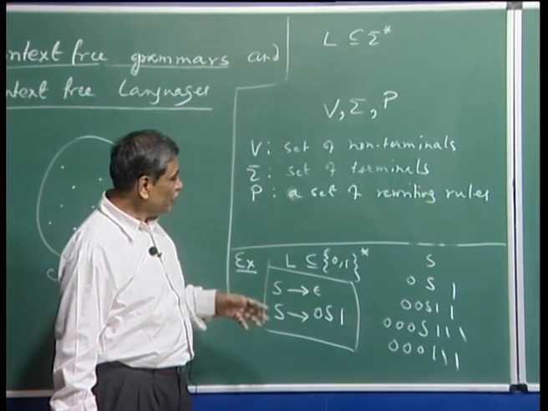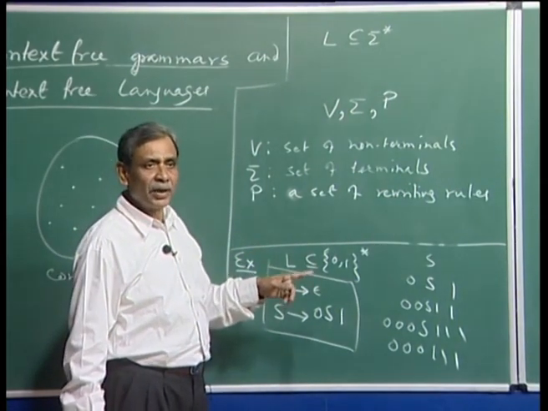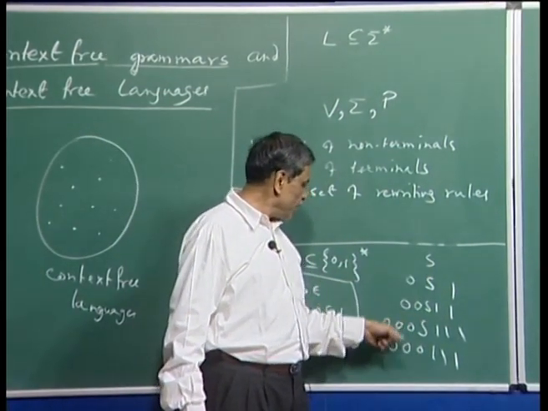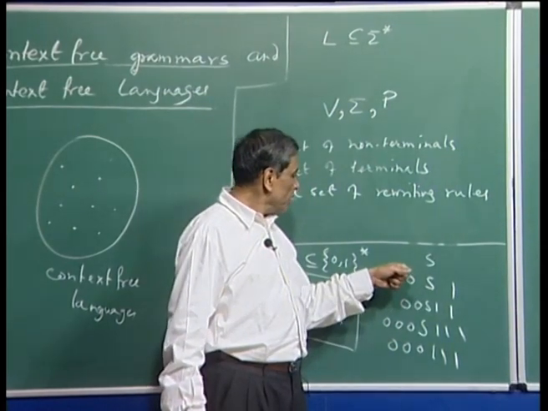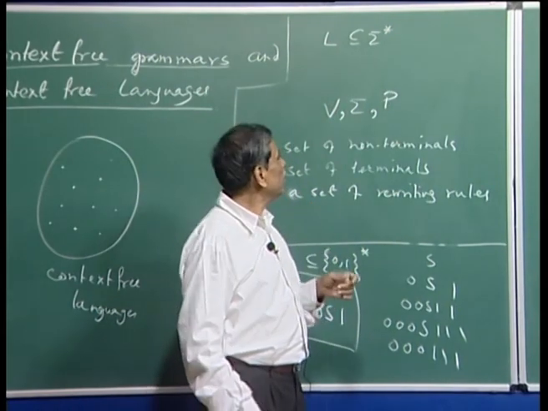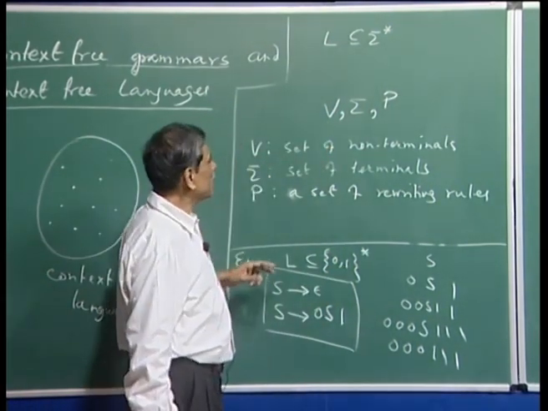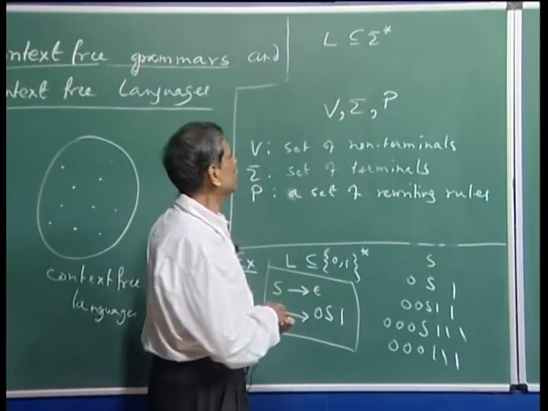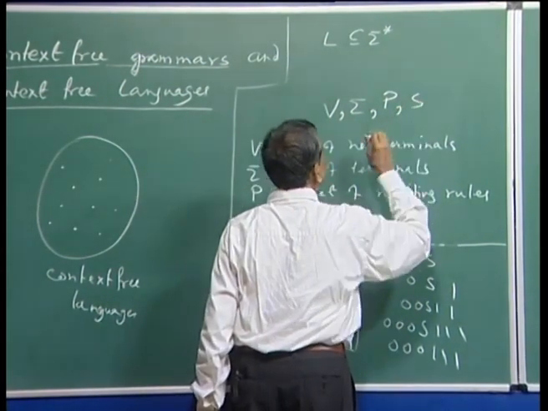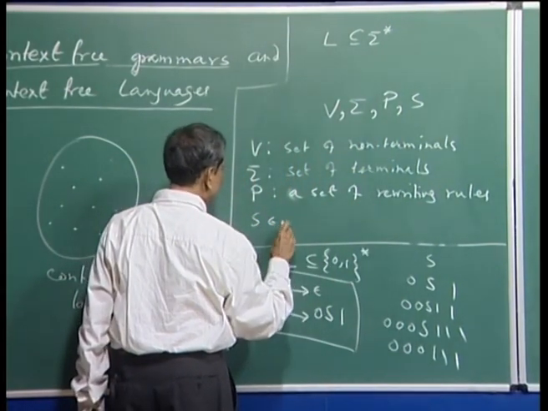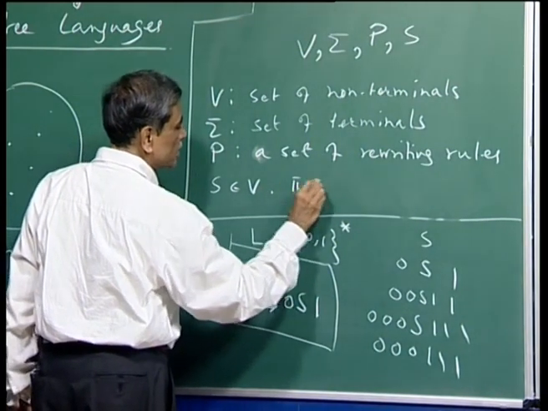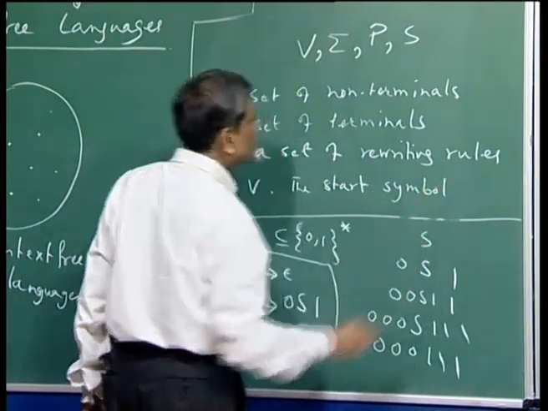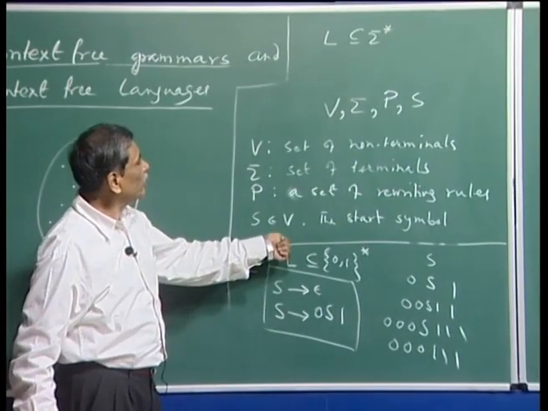Yes. And that is, I have to say that look, how do we start this process of rewriting? We said that the strings will start getting derived, starting from just writing the symbol S. Now, here I have a set of these non-terminals. I must say which of these will be the start symbol. So, let me write this S. This S is going to be an element of V, which we will call the start symbol, which of course is an element of the set of non-terminals.